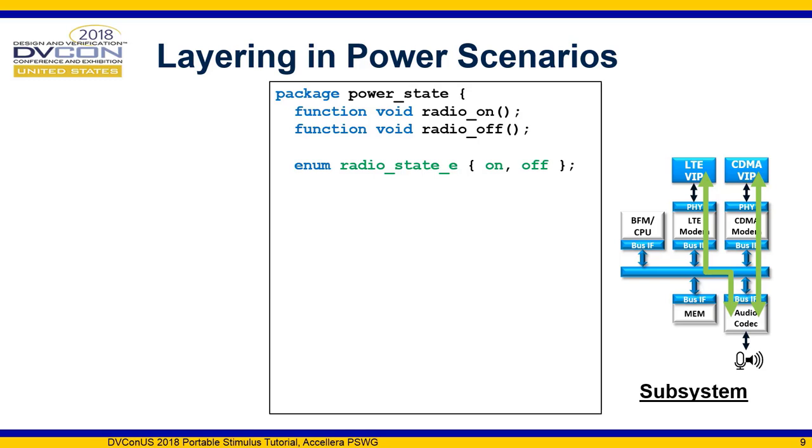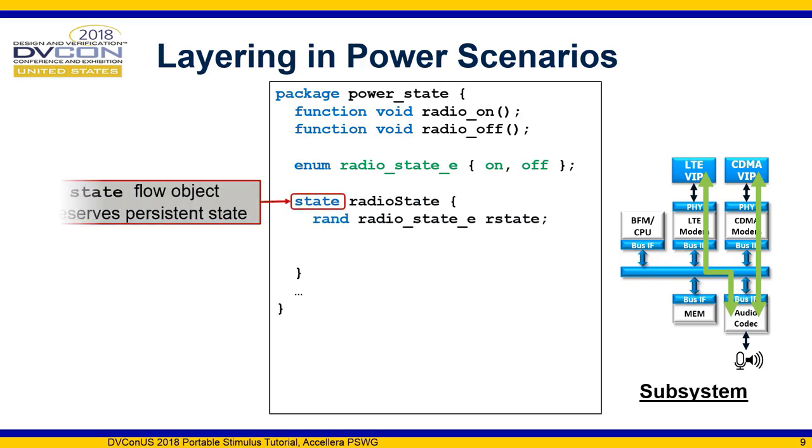And we're going to do this layered in. So we're going to define some power state package, that's fine. We have a radio on, radio off function. You've already seen that. There's nothing new going on over there. We have a little enum that's keeping track of whether this radio subsystem is on or off. Nothing new there. We're going to introduce a state flow object, right? So this radio state is a state object, as opposed to what you've seen so far. You've seen a buffer and you've seen a stream. State objects are interesting in that they remember their previous states. Buffers and streams do not.